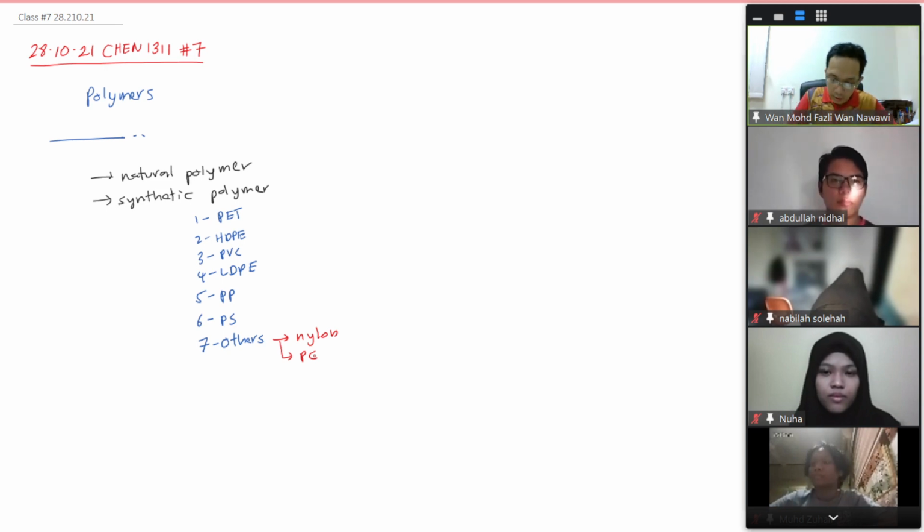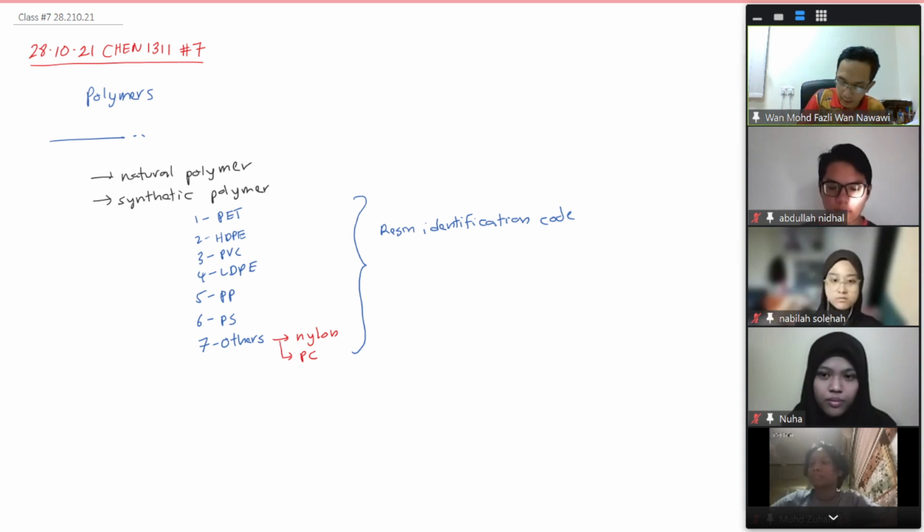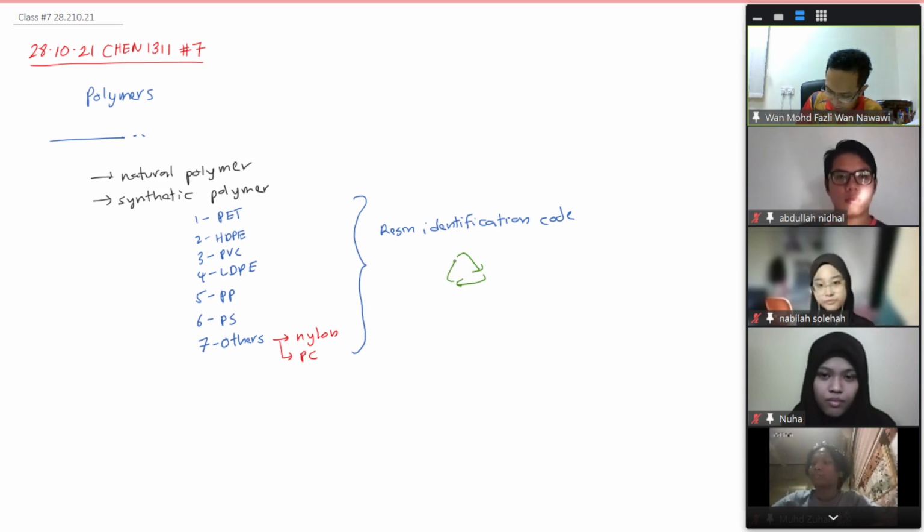All this plastic that you see now, they put under the resin identification code. When you see the resin identification code, you normally see the numbers inside this recycle symbol, the triangle there. The recycle symbol here means that you can melt this plastic and reuse it again and again as if it's a new plastic. So that's what this 1 to 7 thing means.